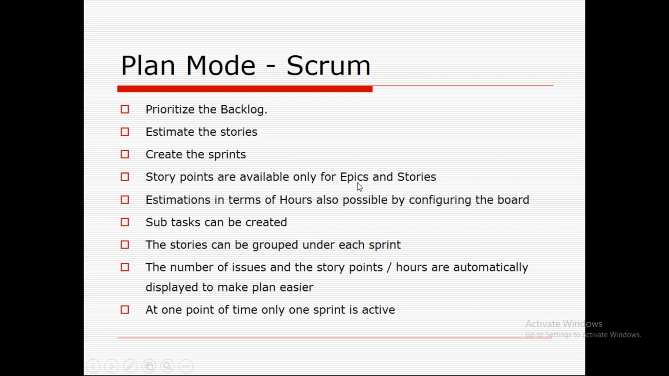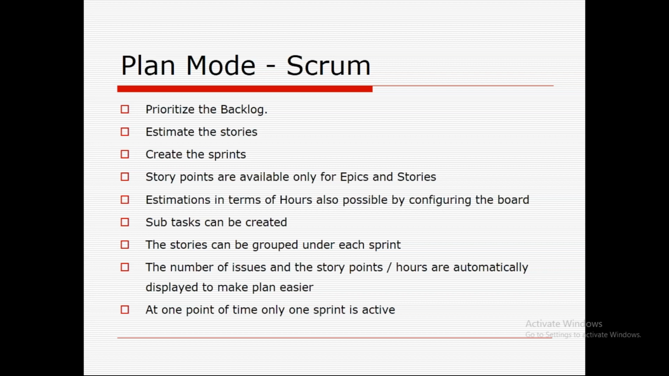Story points are available only for epics and stories. The story points are nothing but the weightage for each and every requirement. Estimation in terms of hours is also possible by configuring the board. Subtasks can be created, for example to track analysis tasks or anything related to data gathering. The stories can be grouped under each sprint cycle. So what you would be doing here is, majorly from the product backlog, picking up the items into the sprint backlog.